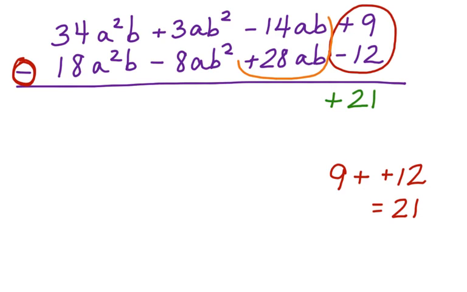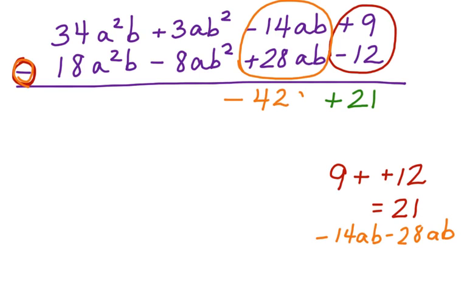Now let's look at the next term. I've got a negative 14ab minus positive 28ab. If I write this one out, negative 14ab minus 28ab is going to give me a negative 42ab.